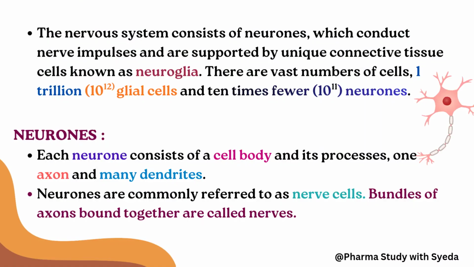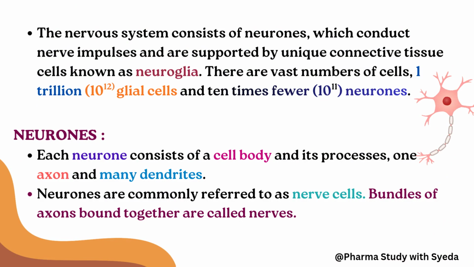The nervous system consists of neurons, which conduct nerve impulses and are supported by unique connective tissue cells known as neuroglia. There are vast numbers of cells: 1 trillion, 10 to the power of 12, glial cells and 10 times fewer, 10 to the power of 11, neurons. Neurons. Each neuron consists of a cell body and its processes, 1 axon and many dendrites. Neurons are commonly referred to as nerve cells.